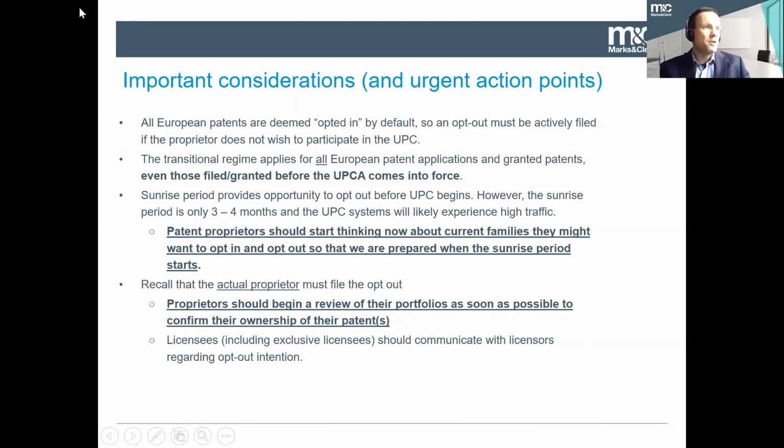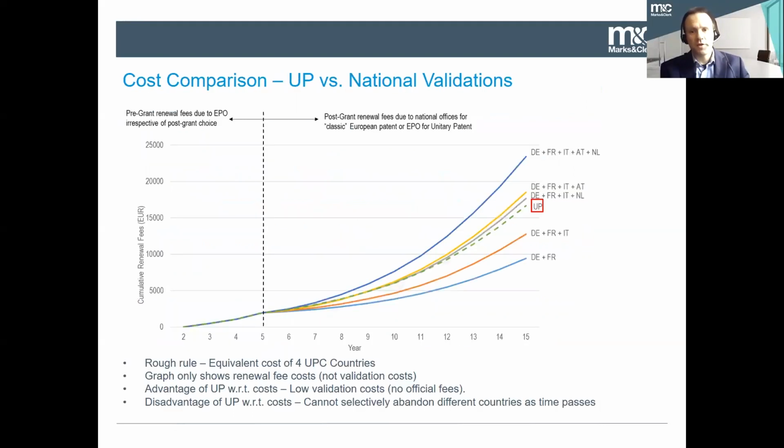Now, the last point on UPC versus national validations is cost. How much is it going to cost me to do this? Now, the graph that you see here is annuity fees only. So it does not cover the costs of getting a unitary patent in the first place. It doesn't cover the costs of validation either. They would be on top here.